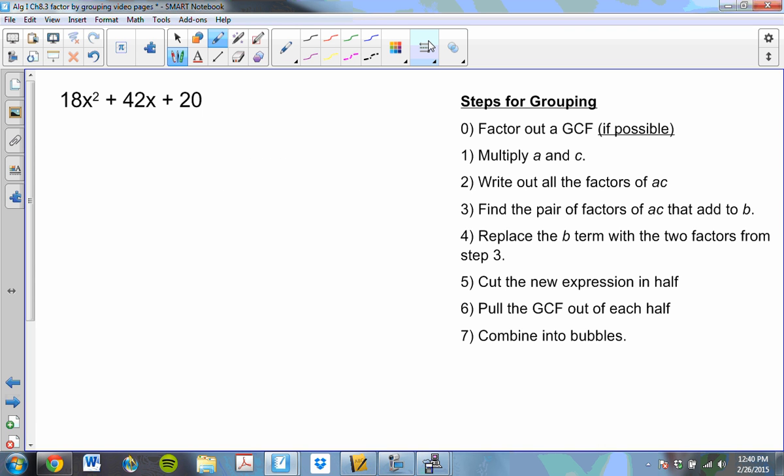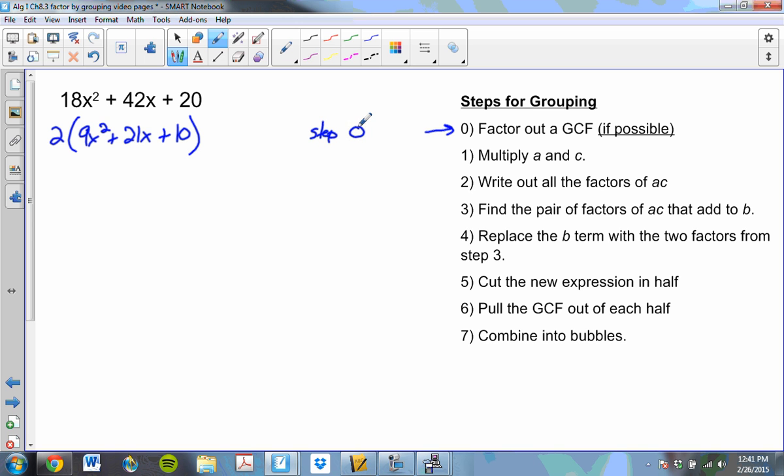The first step, I really call it step 0, because whenever you're factoring, you should always pull out a GCF first. Here I can pull out a 2. I'm left with 9x squared plus 21x plus 10. Always pull out that GCF first. That was step 0.